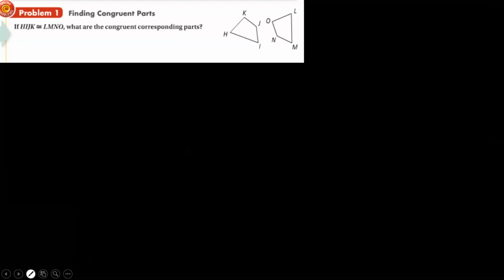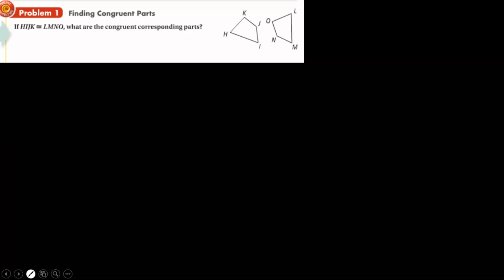The first step here, let's use this one. I will draw my first shape. It comes like this. Its name is, don't forget, you have to look at the order. H, I, J, K. So H, I.